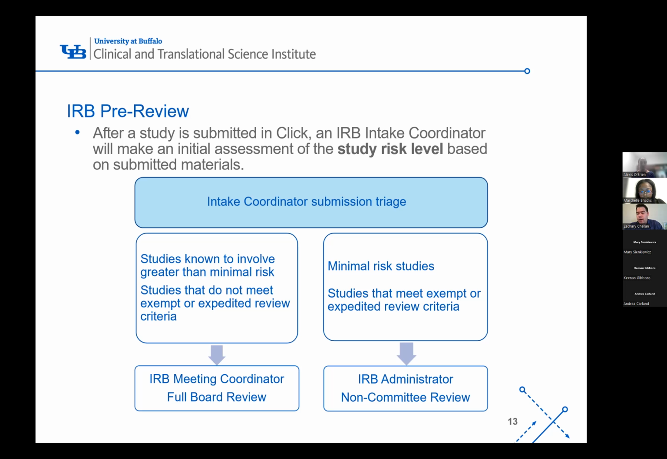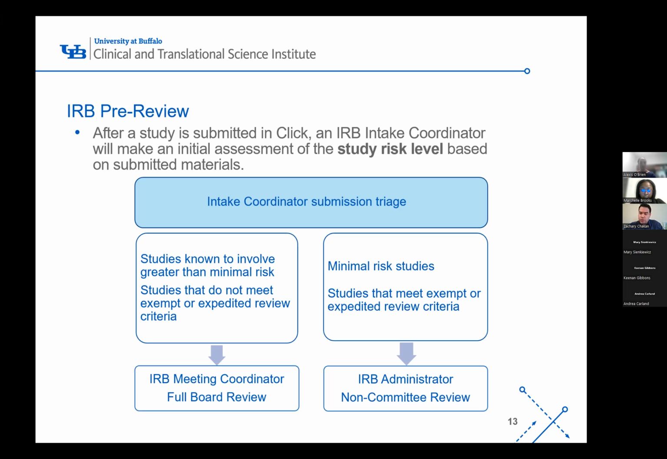And it will go toward the full board review track, which means it's going to go to a board meeting where faculty members of the university, community members, and other people who are affiliated with UB but are not professors or faculty members could also serve on the IRB and go to board meetings to provide their opinions or their expertise on certain matters. They review the greater than minimal risk studies.